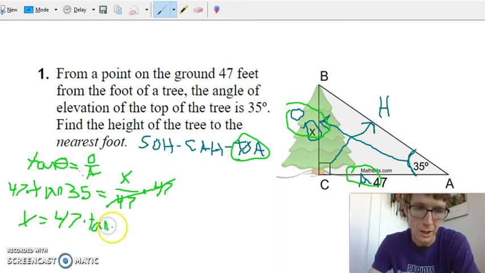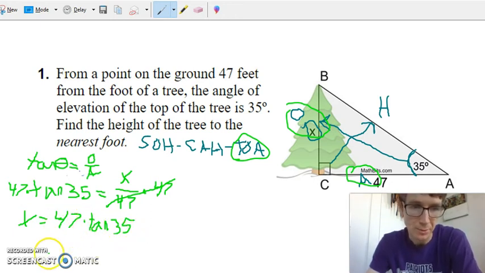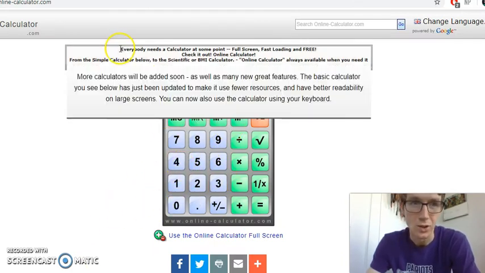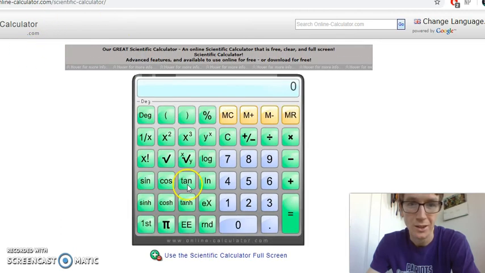So now I'm going to use my calculator to figure out what the tangent of 35 is, and then we just have to multiply it by 47. And that'll give us how tall our tree is. So let's see. If you're using your cell phone, when you pull out the app, it'll look like this. If you turn your phone sideways, it should look like this. So we're using the tangent of 35. The tangent of 35 is 0.700. Let's just call that 0.7.